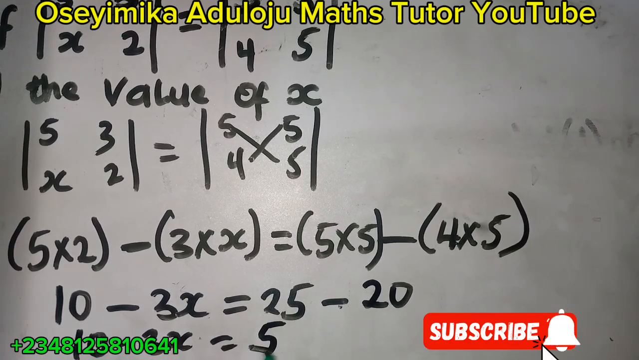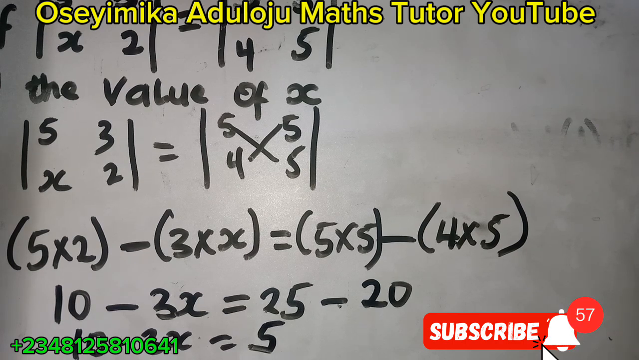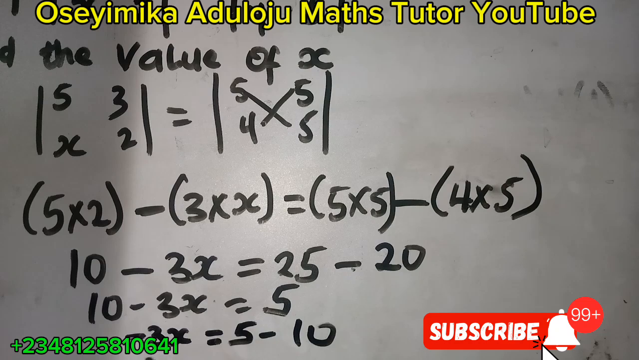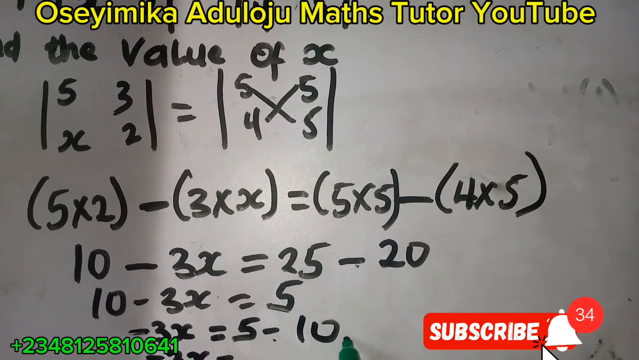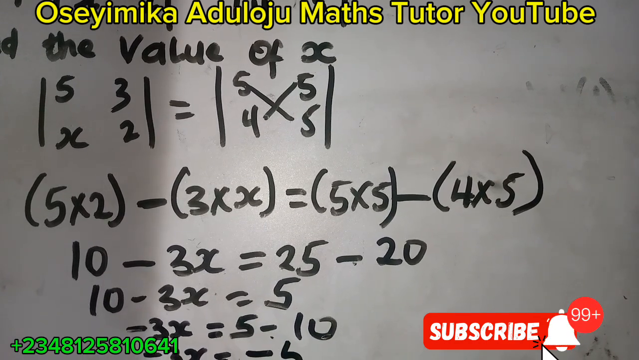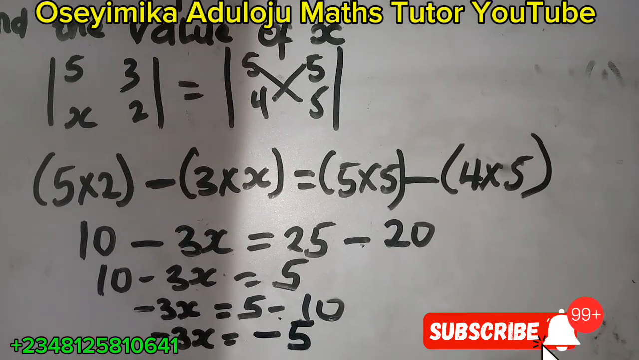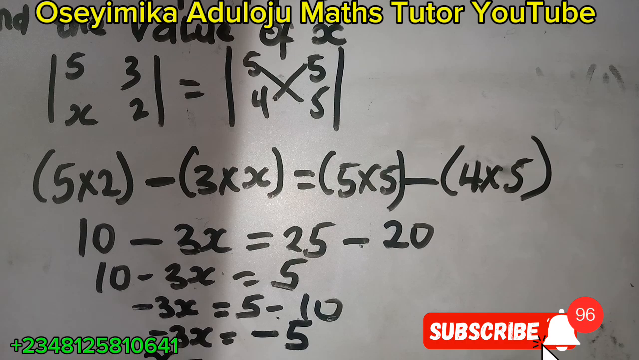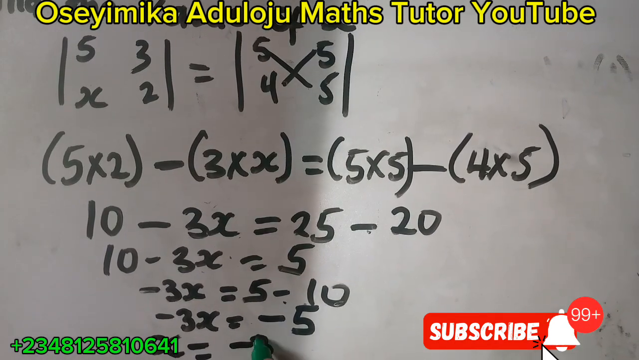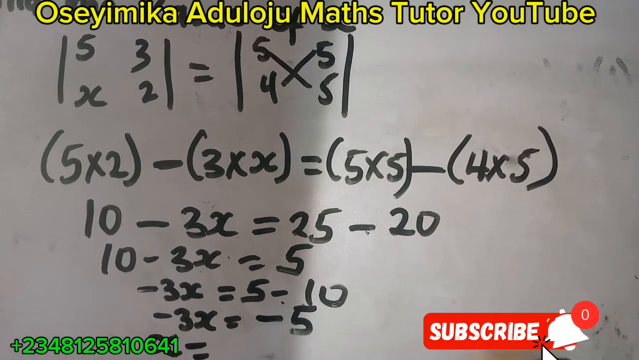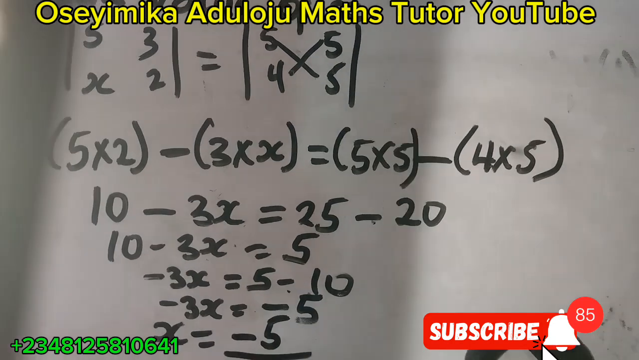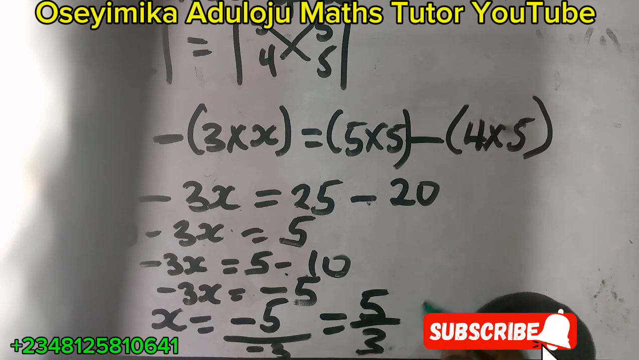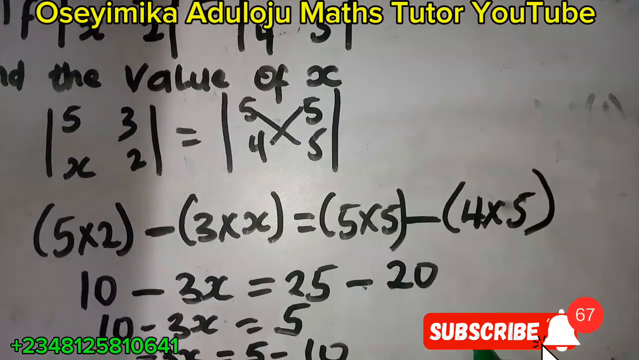So we're going to subtract 10 from both sides. We're left with minus 3x equals 5 minus 10. 5 minus 10 is minus 5. To find our x, I'm going to divide both sides by minus 3. So x equals minus 5 divided by minus 3, which is equal to 5 over 3. So this is the final answer to this question.